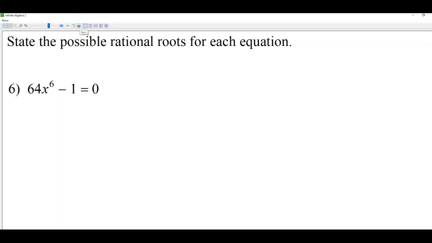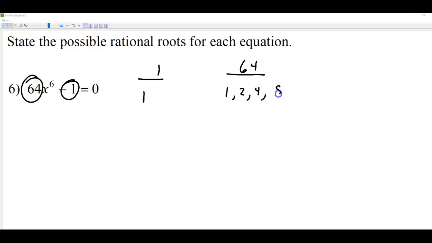All right, let's go ahead and take a look at number 6 here. Says state the possible rational roots. So for that, we take the last number and we take the first number, and we're going to make a list of all their possible factors. So 1 is easy. The only thing that goes into 1 is 1. But 64 has quite a few numbers that divide into 64. 1, 2, 4, 8. I don't think 12 does. 16 does. And 32 does. And of course 64 itself.